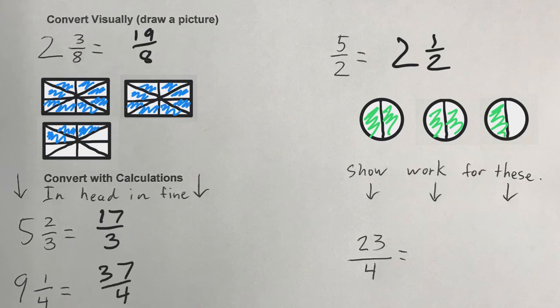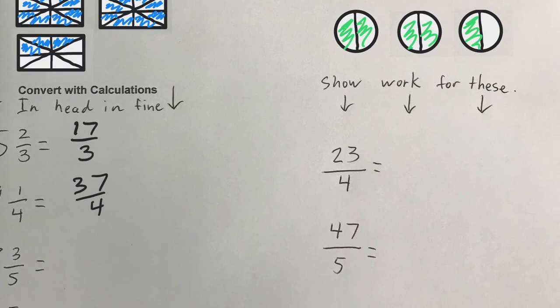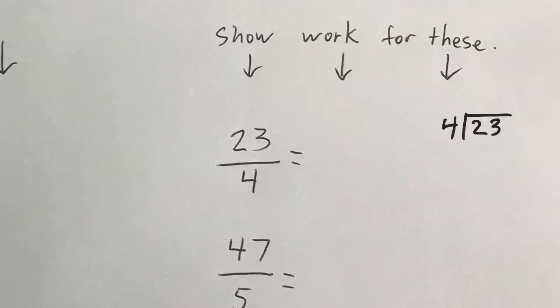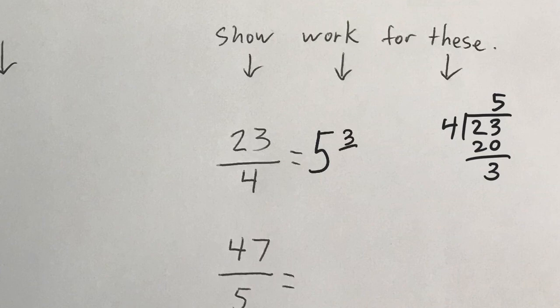Now for the opposite, going from an improper fraction to a mixed number, it's simply a division problem. So 23/4 is the same as 23 divided by 4. So I know 4 times 5 is 20, and there's 3 left. And the tricky thing is that the remainder turns into a fraction by putting it over this number. So it is 3/4. So the answer here is going to be 5 3/4.